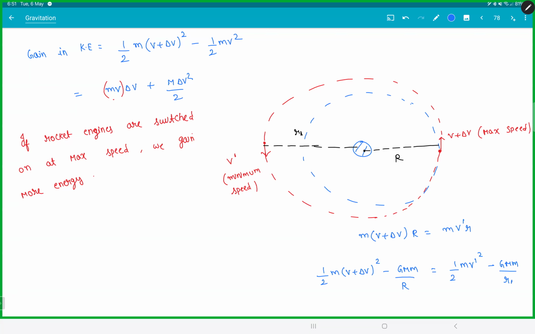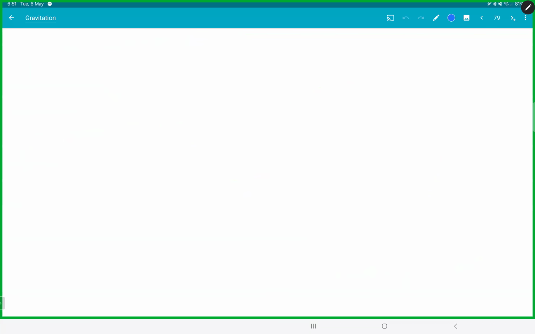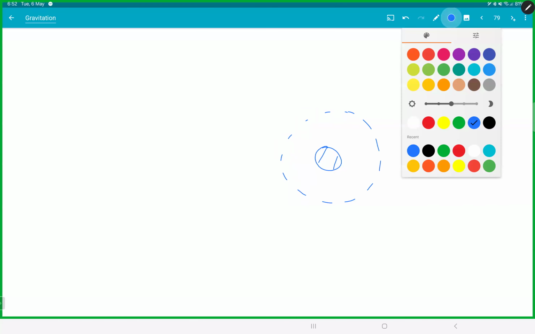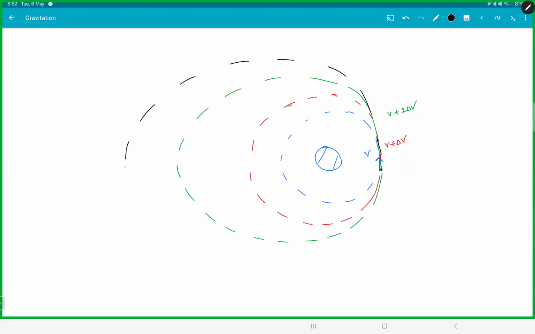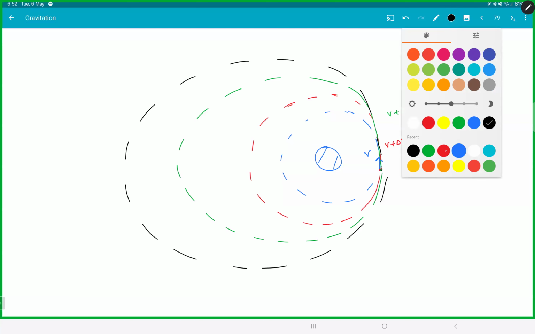So every time you switch on, your speed increases by delta v. So what to do the next time? So this is how the whole thing looks. Initially you're going in a circle. You switch on the engine here, so you're going with speed v. You switch on the rocket, your speed becomes v plus delta v. When you come to the same position, again switch on the rocket. Now your speed becomes v plus 2 delta v. Again switch on the rocket. Getting it? Again switch on the rocket, and so on.